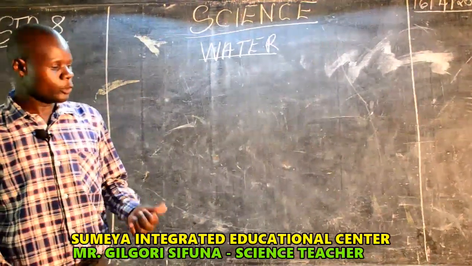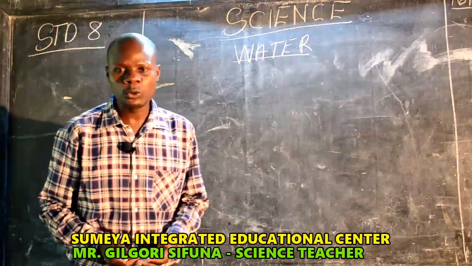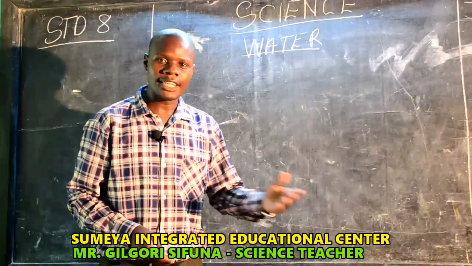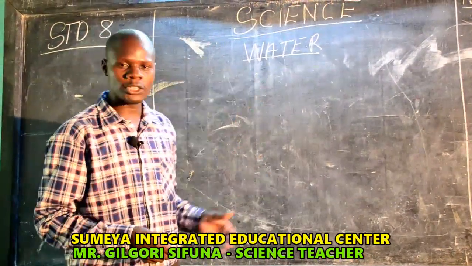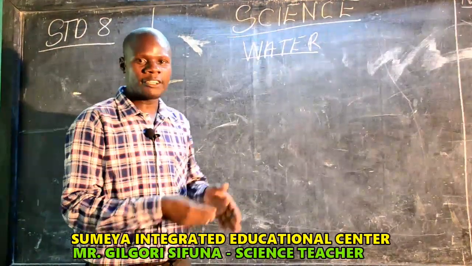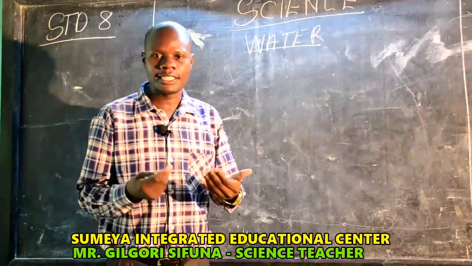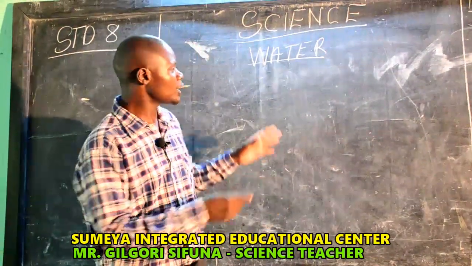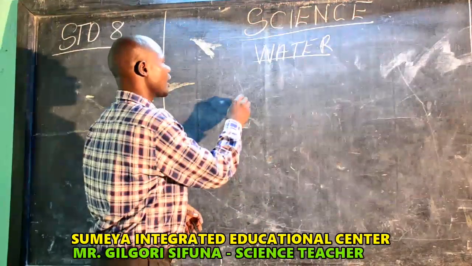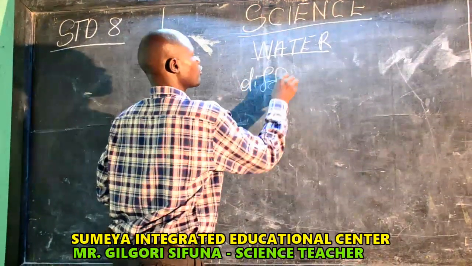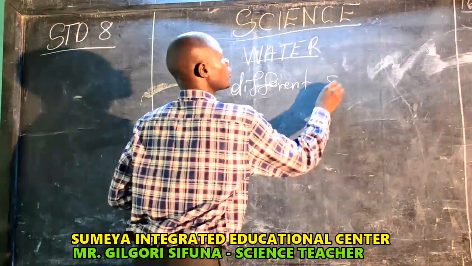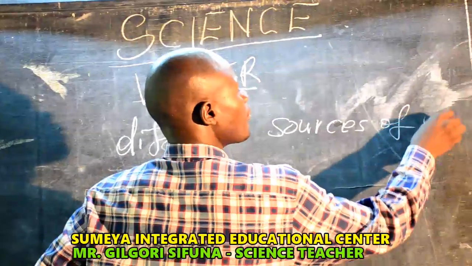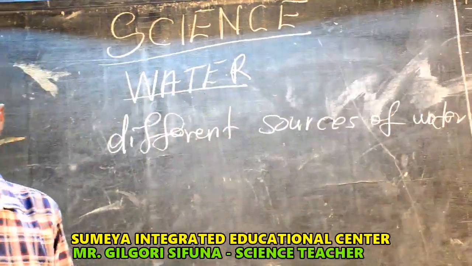Before I introduce this, I have to remind you that in the lower classes, Standard 5, Standard 6, 7, you have also been talking about water. So we will just continue picking from there as we summarize in this candidate class. In lower grades, lower classes, you learned about the different sources of water.